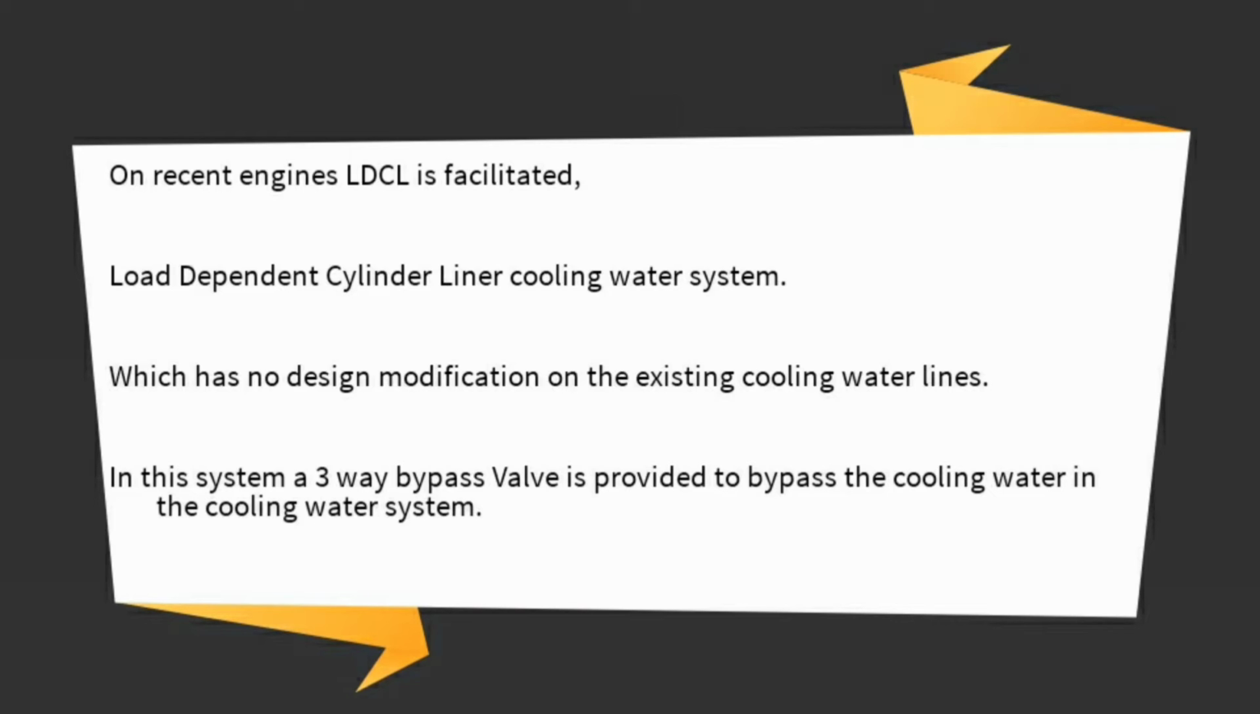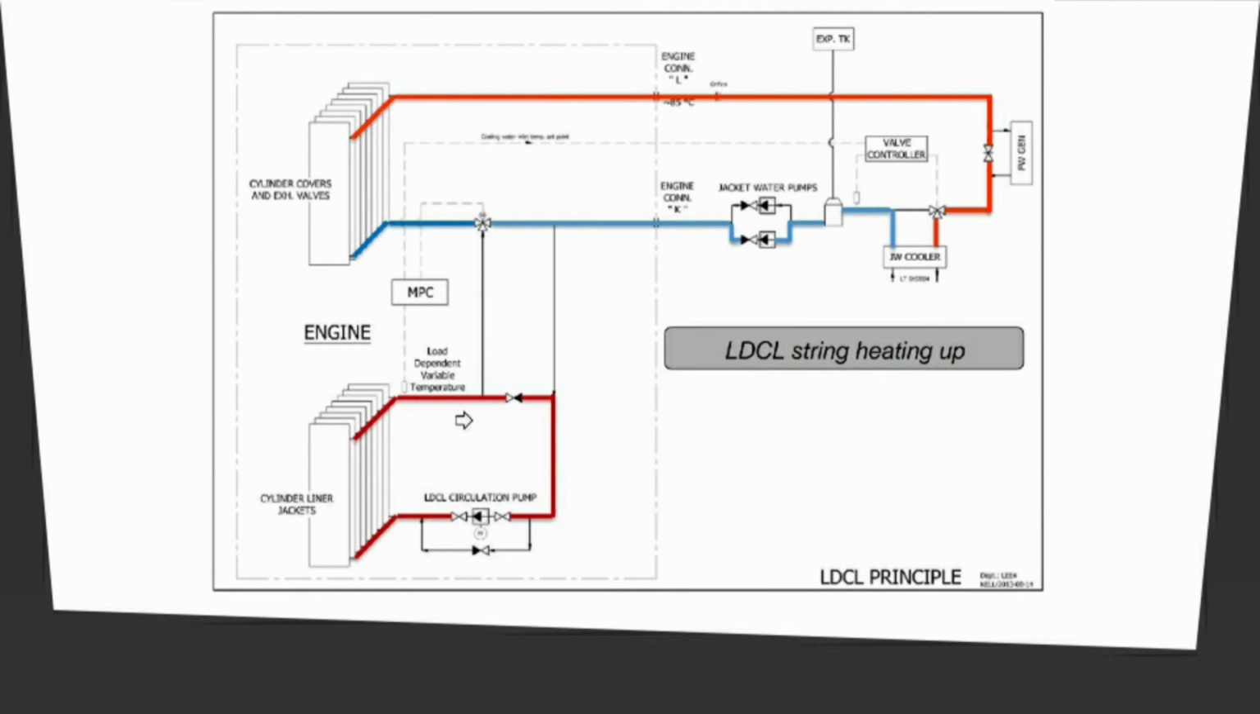LDCL abbreviates to Load Dependent Cylinder Liner Cooling Water System, which has no design modification on the existing cooling water lines, but additional lines are provided to facilitate this system. In this system, a three-way bypass valve is provided to bypass the cooling water in the cooling water system. The system is explained in the diagrams which follow.